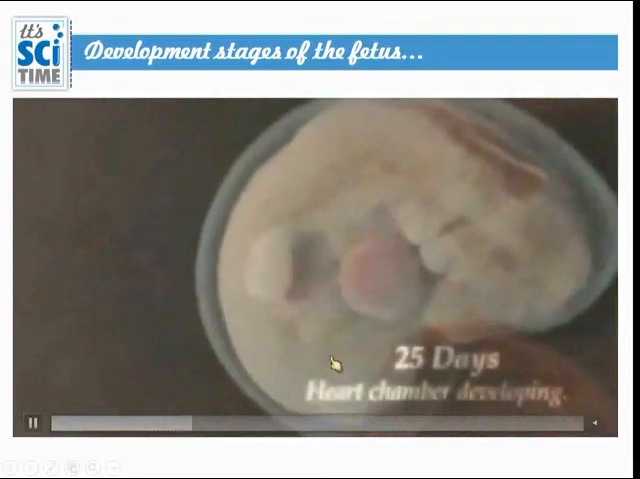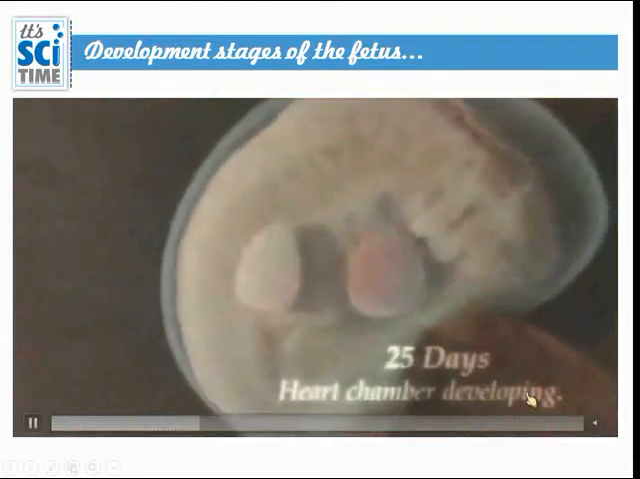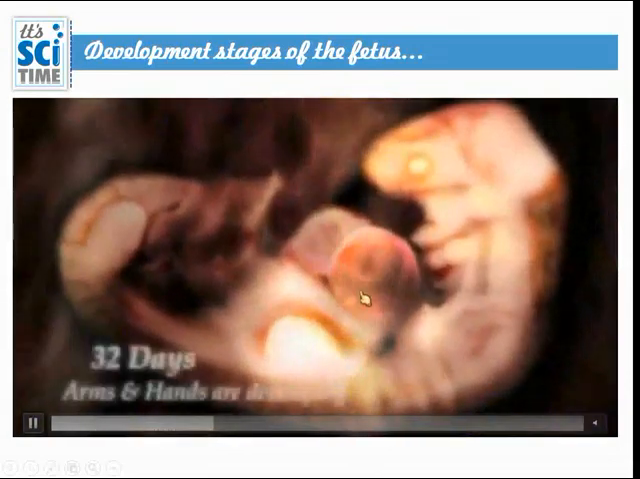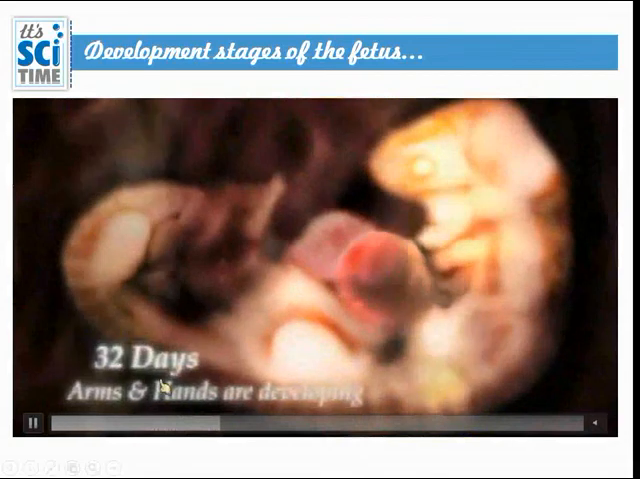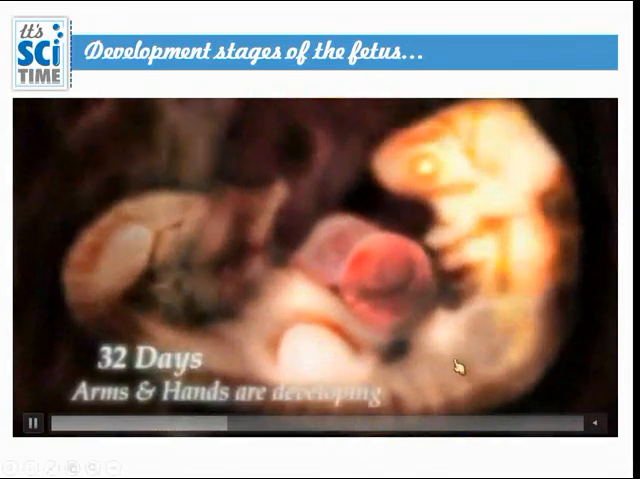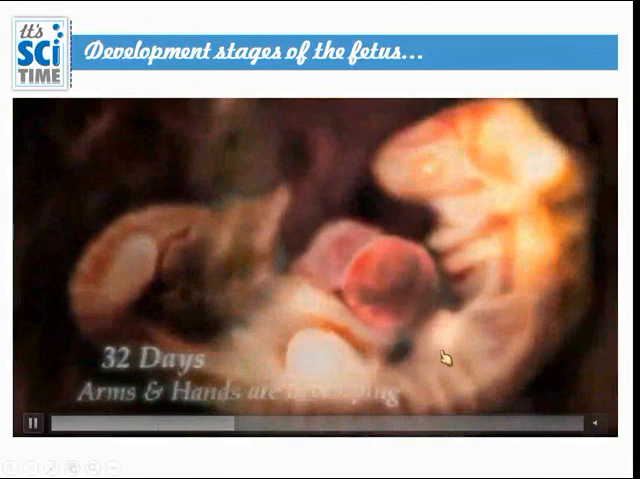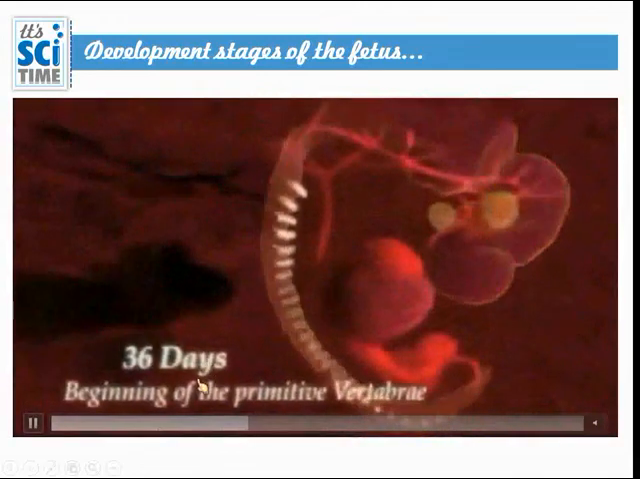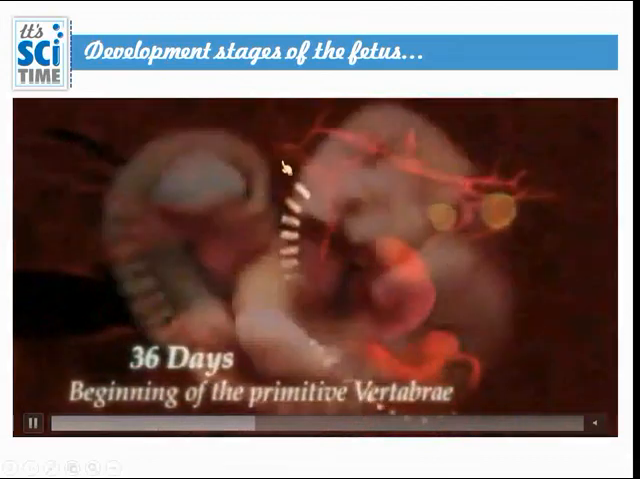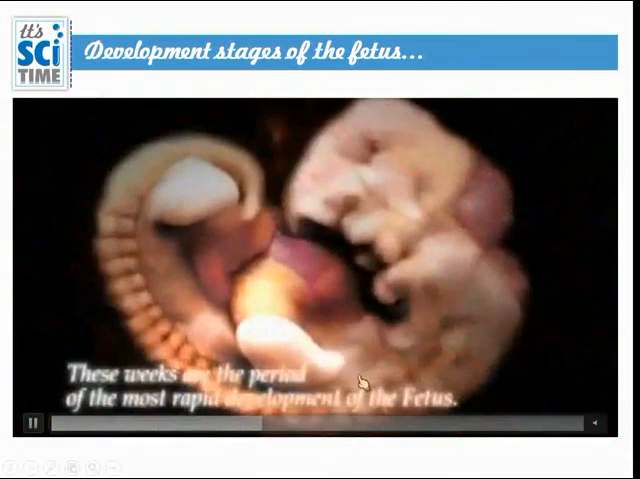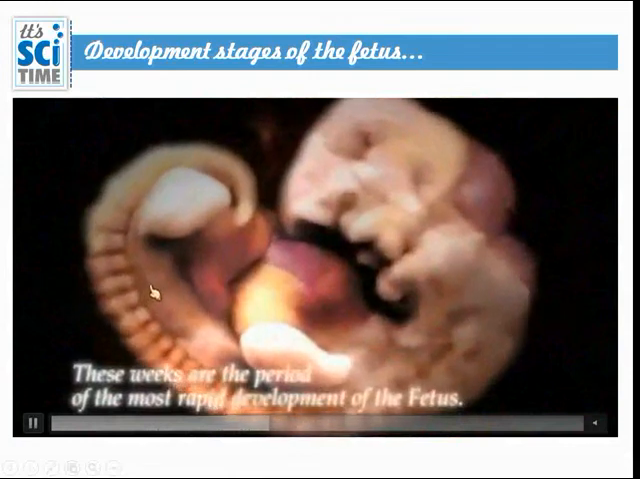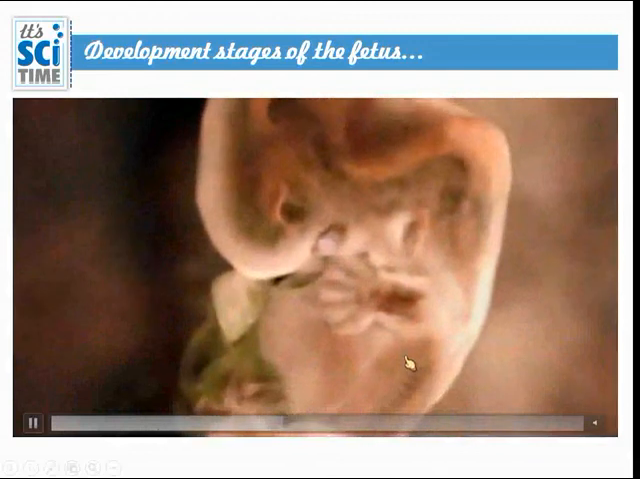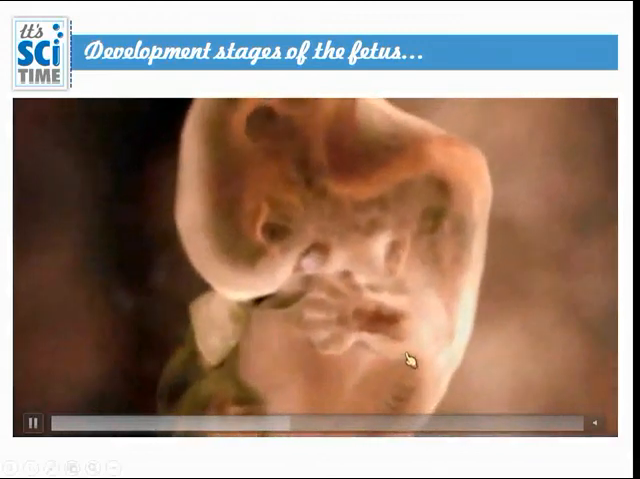Then at 25 days, heart chambers are developing. Now it's around 1 month or 1.5 months, or 32 days. Arms and hands are developing during that period. Then at 36 days, the beginning of the primitive vertebrae or the notochord, and the vertebral column growing here. And actually this is the rapid period, or the rapid growth period.